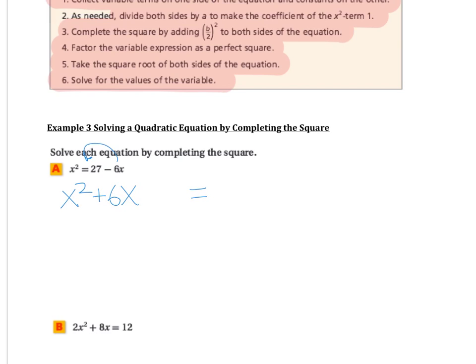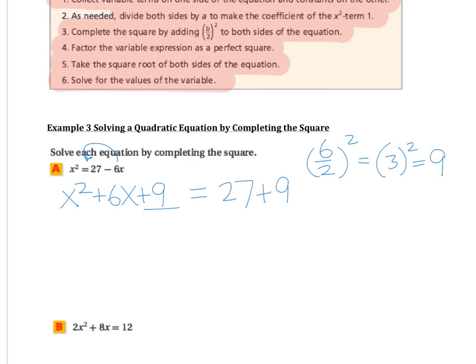I like to leave a space. Constants on the other. Then I want to find my third term there. So I take 6 divided by 2 and square it. So this is plus 9. Whatever I do on the left side, I have to do on the right side.